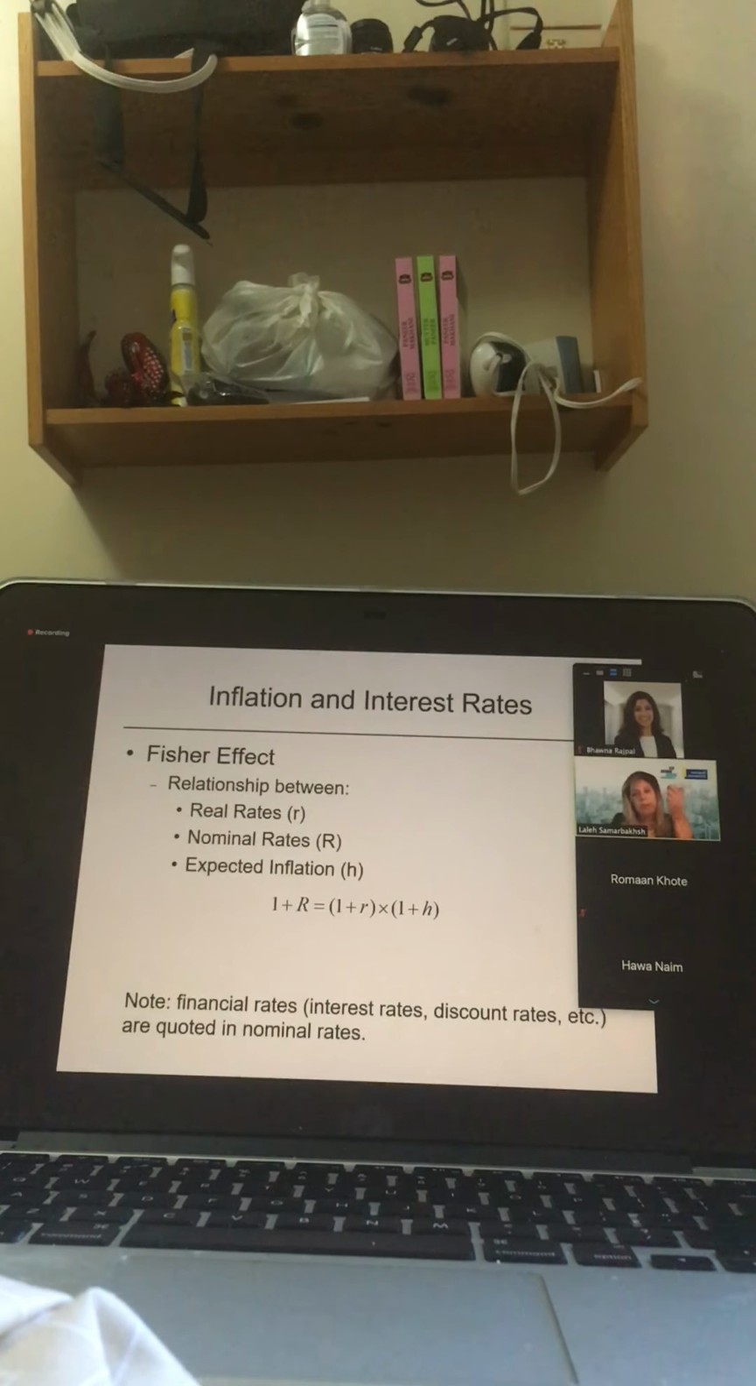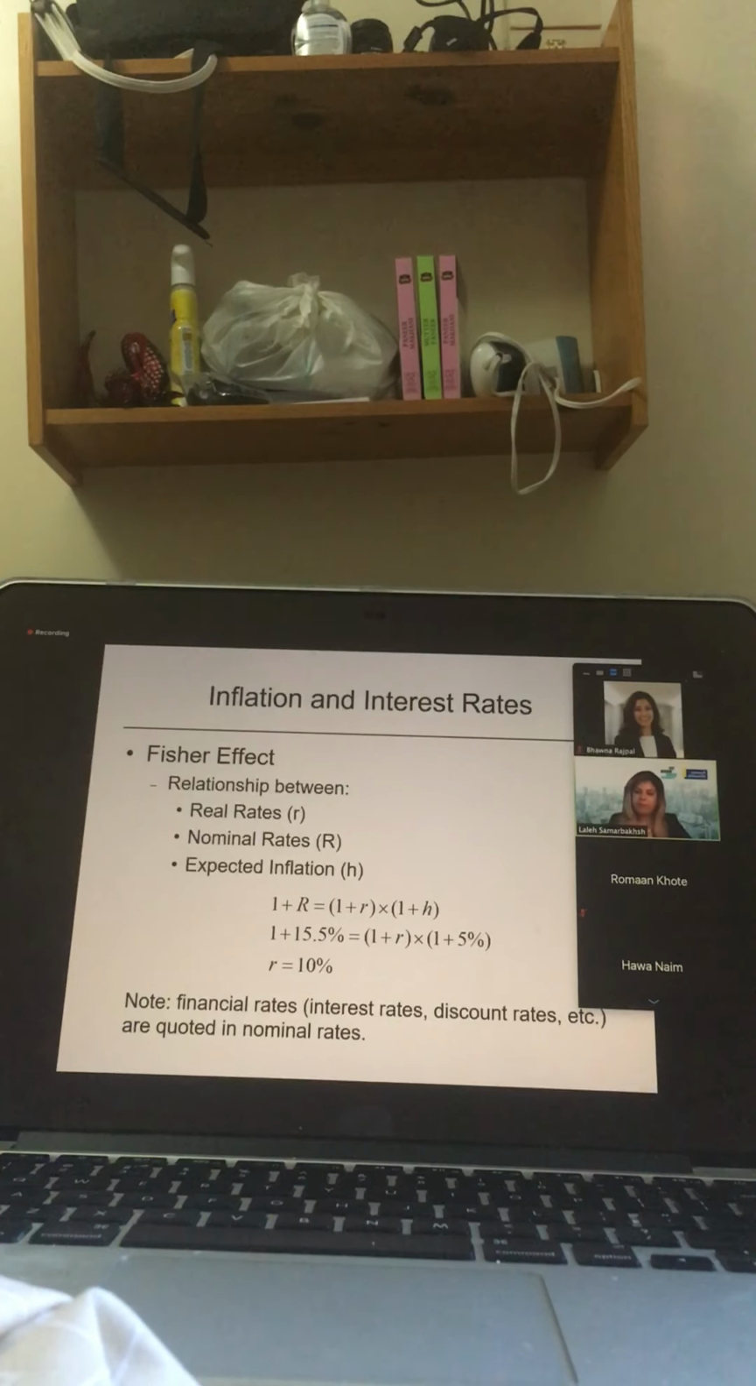That's why in this example, it wasn't 10% plus 5% giving us 15%. It was more than that. It gave us 15.5%. So that's the new formula that you're learning, and in fact, the last formula that you learned for the material prior to midterm.